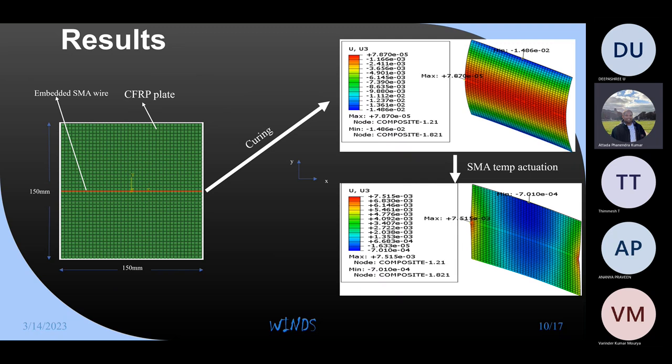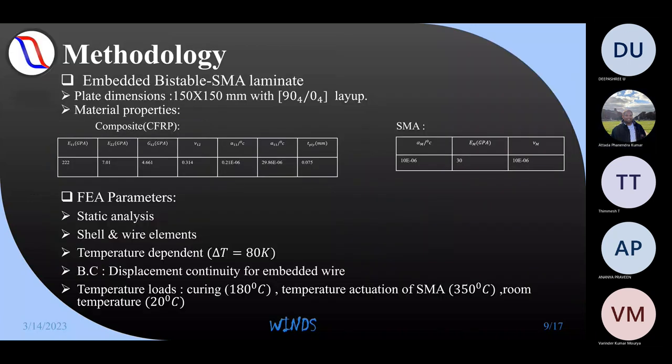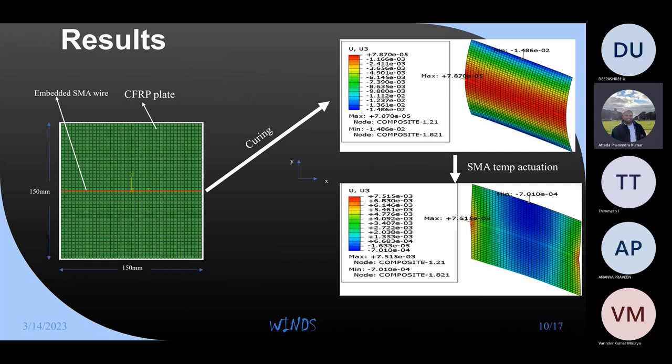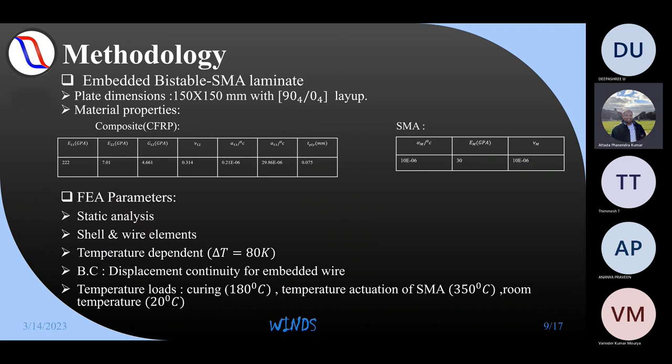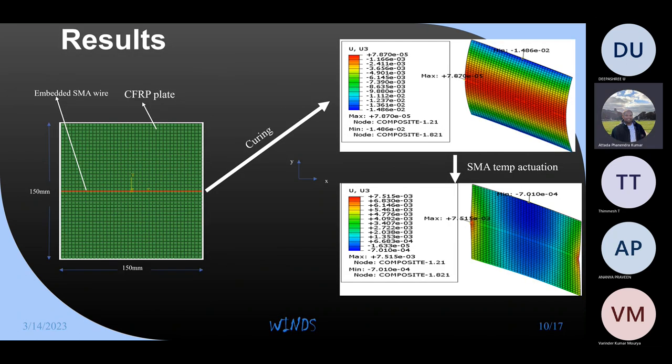We consider a square plate of 150 by 150, and we embedded the SMA wire into this CFRP laminate. Basically, it has eight layers, 90 plies for the first one and zero plies for the next one. In the middle of the laminate, the SMA wire is embedded. And we apply boundary conditions, displacement continuity between the laminate and the SMA wires embedded into it. By applying the curing temperature to the whole CFRP plate, we can achieve one bistable shell. That is for curing.